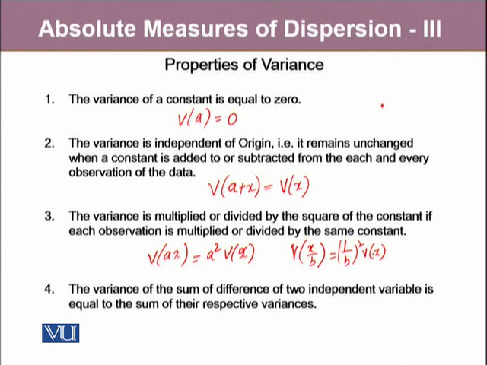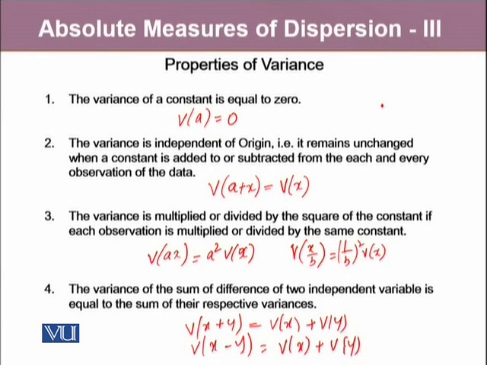And lastly, the variance of the sum or difference of two independent variables is equal to the sum of their respective variances. Like if there is variable X and variable Y and both these variables are independent of each other, the variance of their addition should be equal to the addition of their independent variances. And the same is the case if there is a difference between two variables. It's again equal to the addition of both the variances.